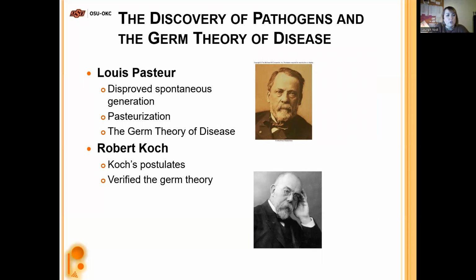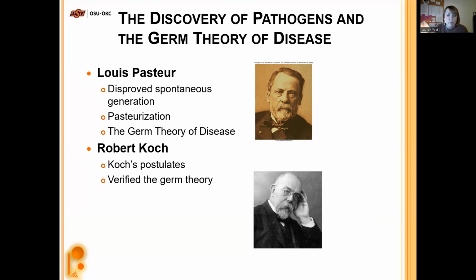Just getting into Louis Pasteur and Robert Koch. Only got 10 slides left. Louis Pasteur came up with the idea that spontaneous generation was not a real thing. Spontaneous generation said that if they had a piece of meat out there, it would have maggots on it. And people thought that the maggots just came out because there was meat out there.